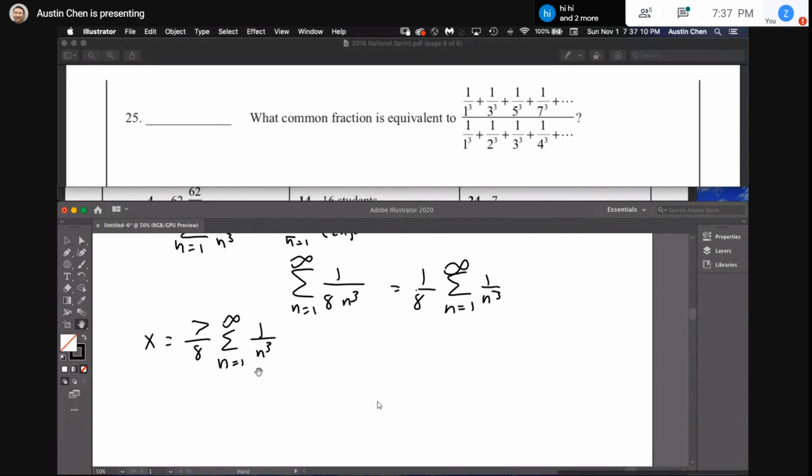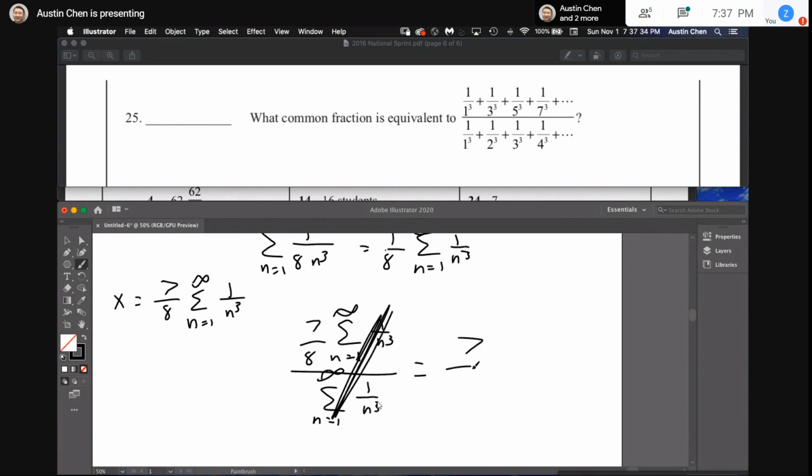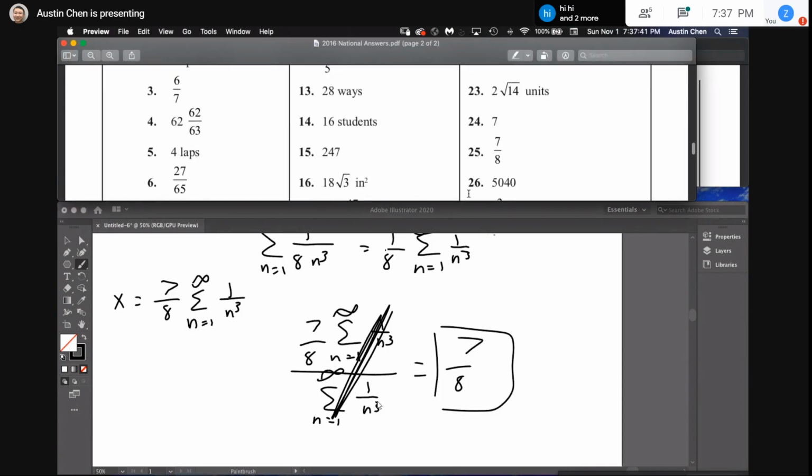Now, this thing right here is just this, right? And x is that, right? So then our fraction will just be 7/8 times the sum of n equals 1 to infinity of 1 over n cubed, over the sum of n equals 1 to infinity of 1 over n cubed. So then these things cancel. So then we just get the nice 7/8. And that's your answer.